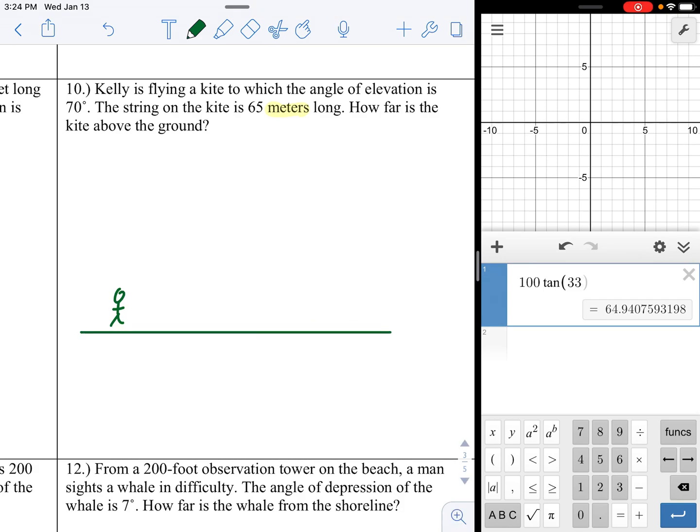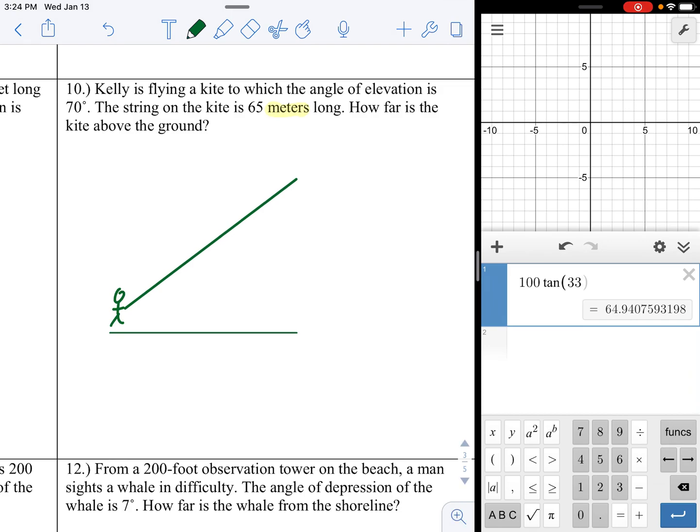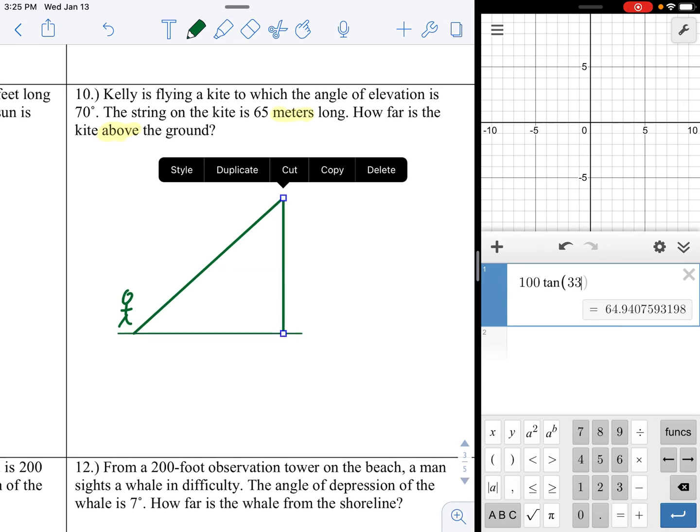Now, this is a situation where reality and word problems are going to have to differ a little bit. Normally, you would fly the kite from your hand, but they want us to talk about above ground, and they don't tell us how tall he is or how high the kid's hand is from the ground. So we're going to have to just say, even though it's not really this way, we're going to fly the kite from the ground instead of from Kelly's hand, which would be more realistic. Whatever, we'll get over it.